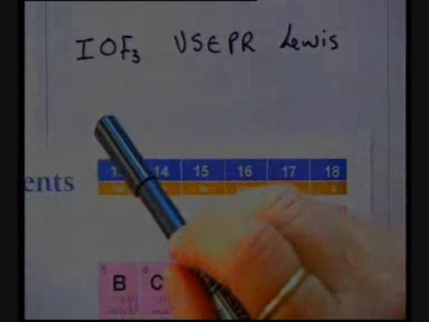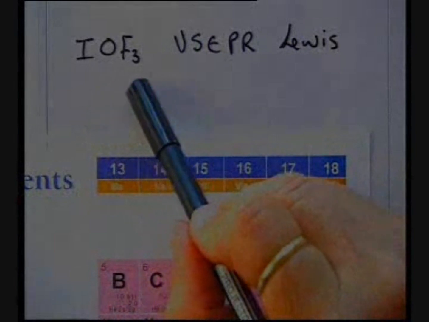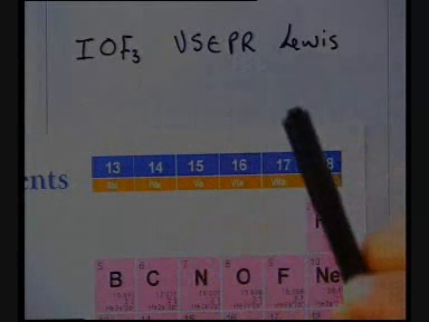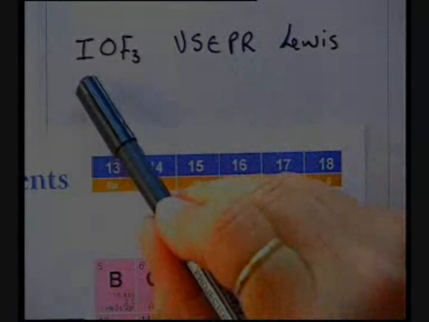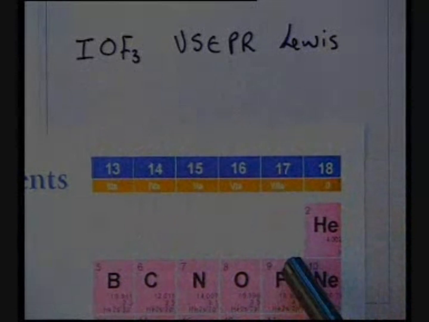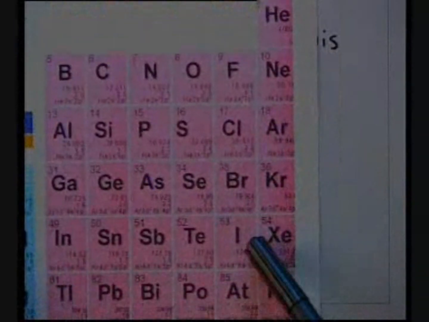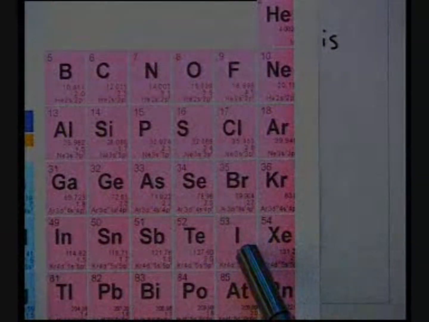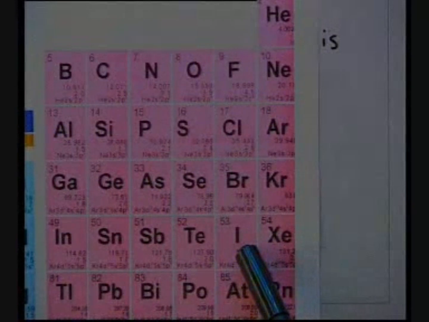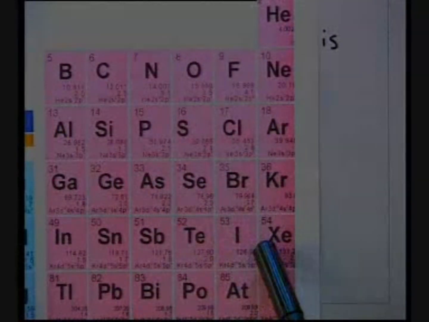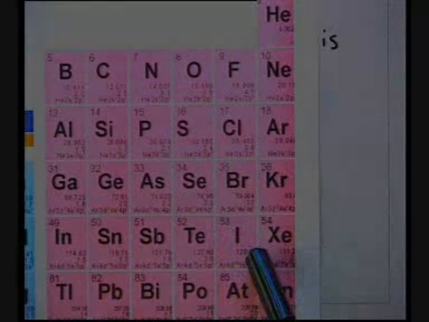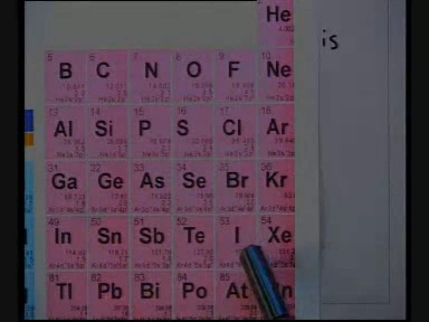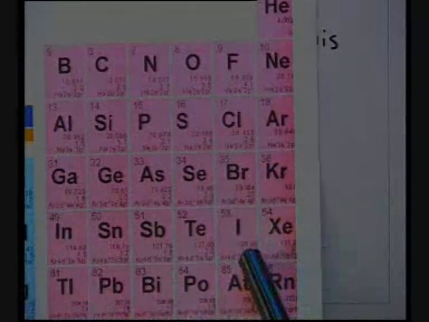The prediction of the molecular geometry of iodosyl trifluoride using the VSEPR theory, valence shell electron pair repulsion theory, and we draw the Lewis structure first. Iodine is the central atom. Iodine is found in the 7th group and 5th period of the periodic table. Iodine has got 7 valence electrons that can be used in covalent bond formation. Being in the 5th period implies that iodine has got d orbitals and can form the so-called expanded octet and single or double bonds where necessary.